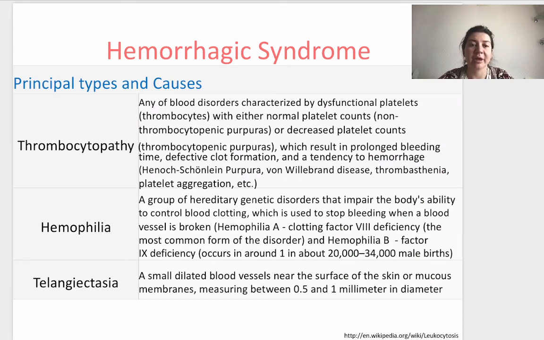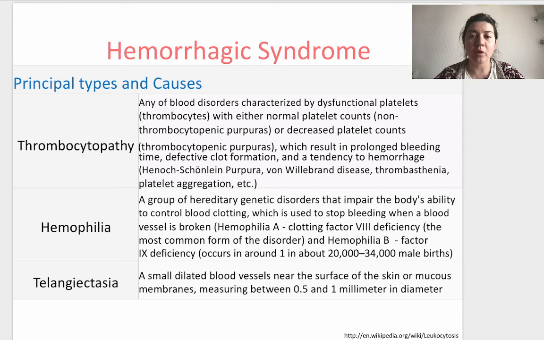Principal types of hemorrhagic syndromes and their causes. First type is thrombocytopathy. About causes: any of the blood disorders characterized by dysfunctional platelets, thrombocytes, with either normal platelet counts, non-thrombocytopenic purpura, or decreased platelet counts, like thrombocytopenic purpura, which results in prolonged bleeding time, defective clot formation, and tendency to hemorrhage. Examples are Schönlein purpura, von Willebrand disease, thrombocytopenia, platelet aggregation disorders, etc.